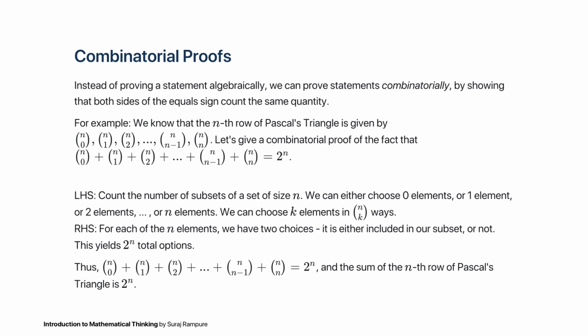So to do a combinatorial proof of this fact right here, we need to show the left-hand side and the right-hand side both count the same thing. They both count the number of ways to do this one thing. And since the number of ways to do anything is fixed, no matter how we count that, we should get the same number, right? So the left-hand side, we want to count the number of subsets of a set of size n, right?